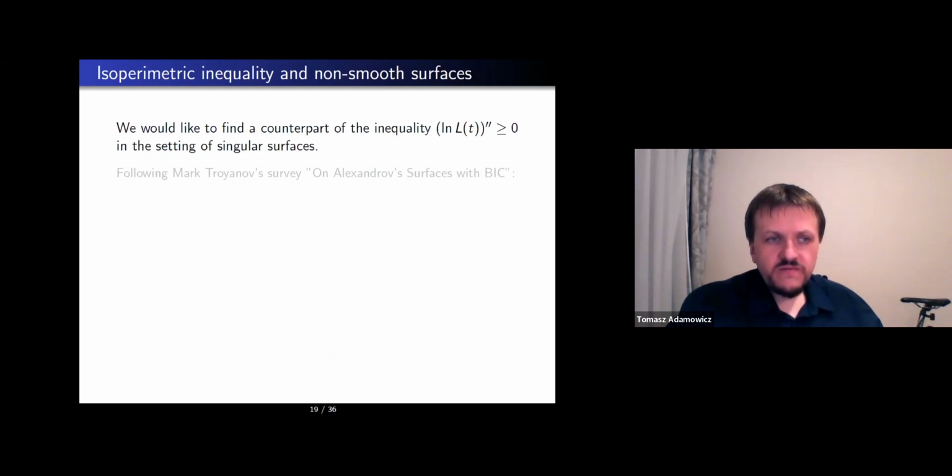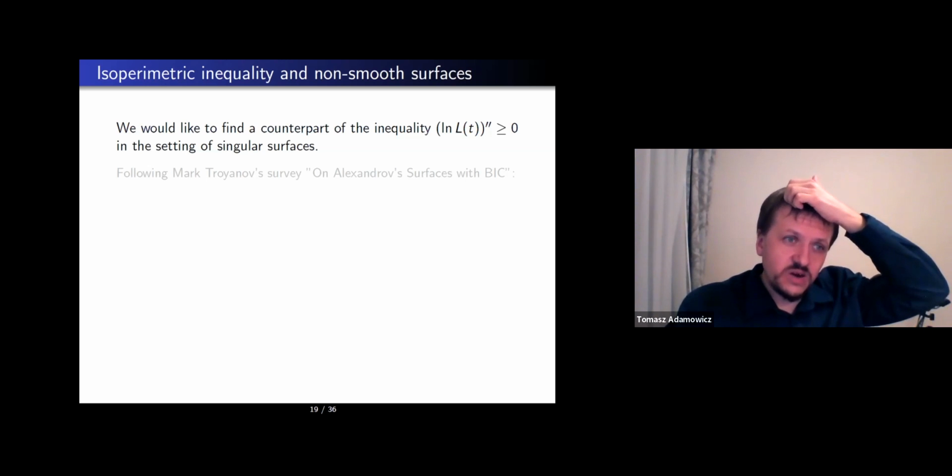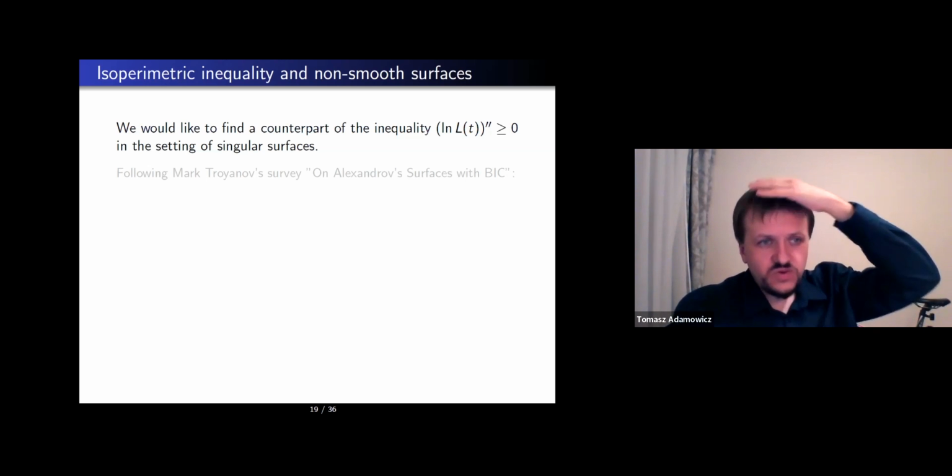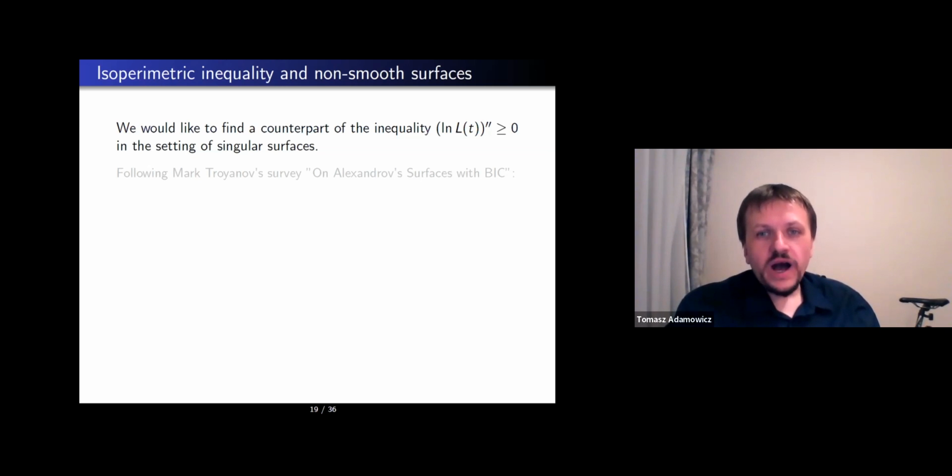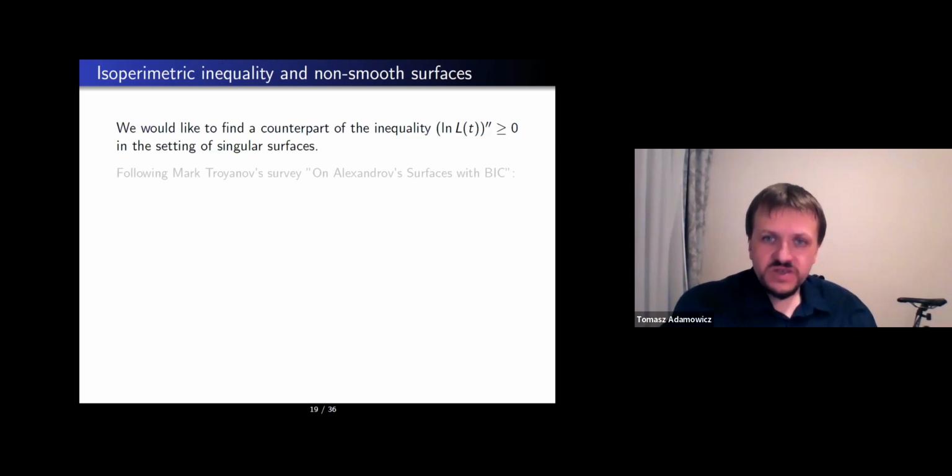So this is everything about the smooth case. But now we would like to ask whether we can find a counterpart of this inequality in the setting of singular surfaces. So before I state this result for singular surfaces, I would like to give some motivation why studying singular surfaces might be interesting.